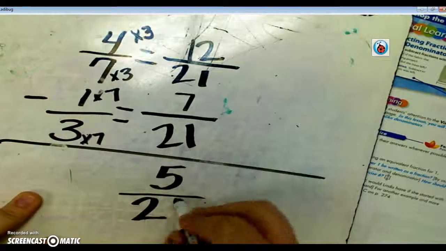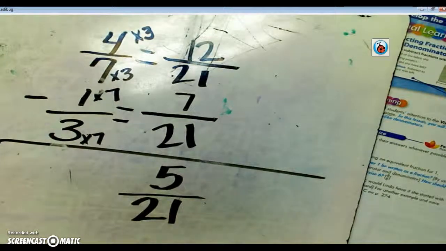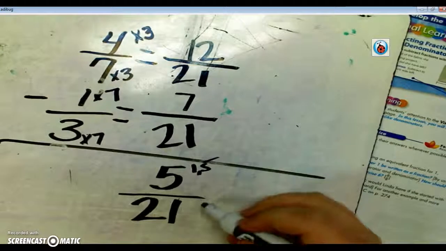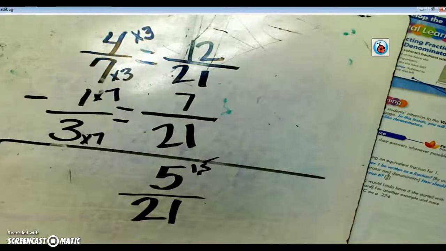21. Okay. Can I simplify this fraction? No, because my only factors of 5 are 1 and 5, and of my factors of 21, 5 is not one of them. So my final answer would be 5 over 21.